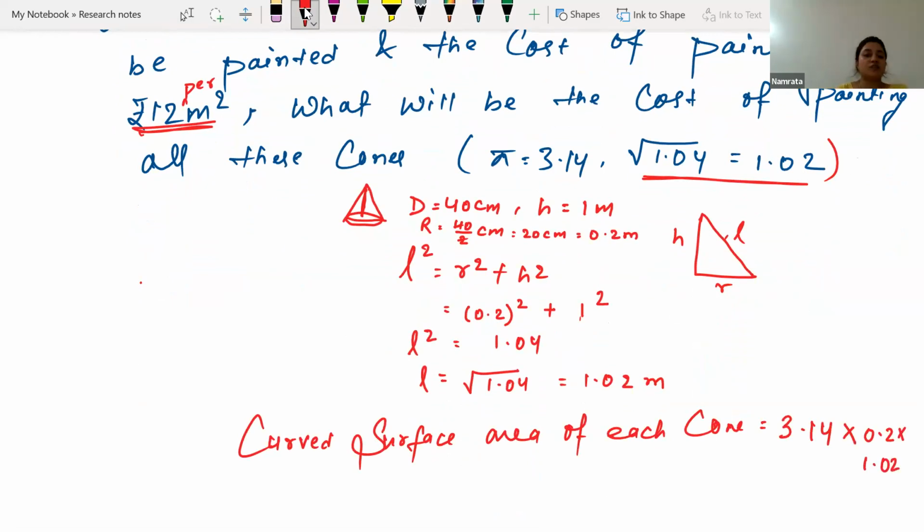This calculation can take your time. You will be able to do the calculation, right? You can note it down in your copy. Later on, you can do it by yourself.